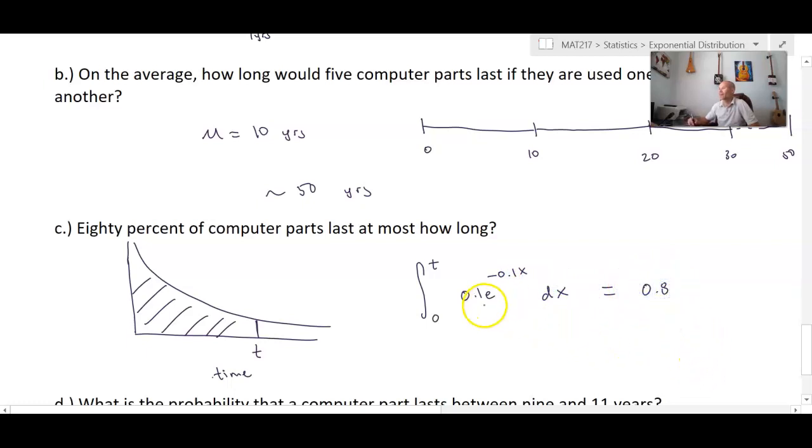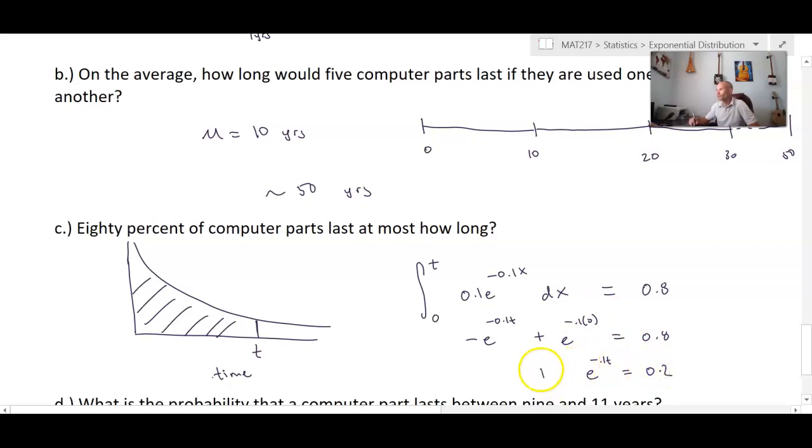I need to find that value of t, and this comes out to negative e to the negative 0.1 t plus e to the negative 0.1 times 0, which equals 0.8. This is going to equal 1. This is 1 right here. If I subtract that over, I'll get negative 0.2 on the right. There's a negative on the left and a negative coefficient on the right, so this will be e to the negative 0.1 t equals 0.2.